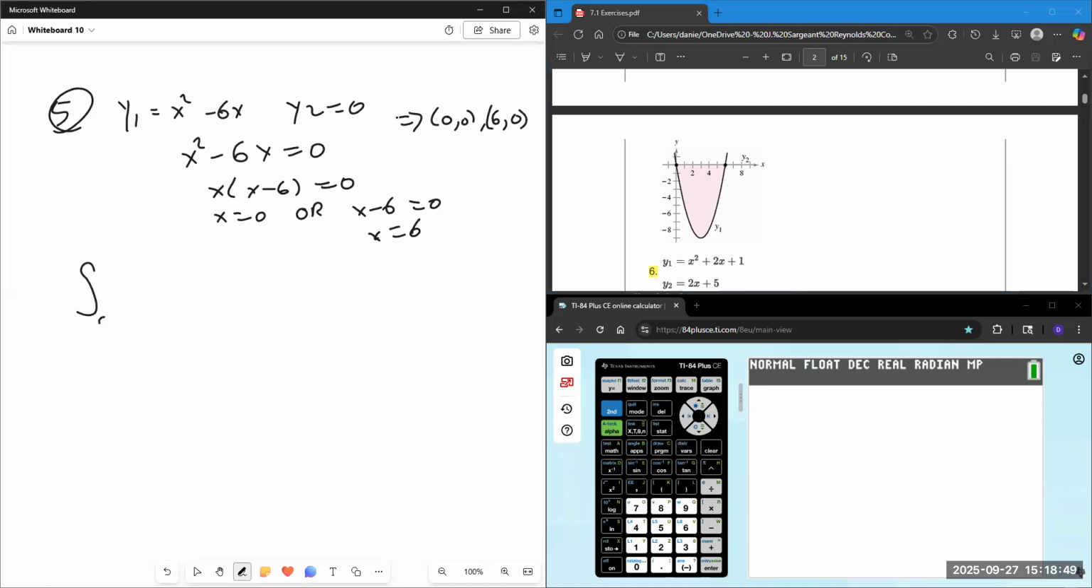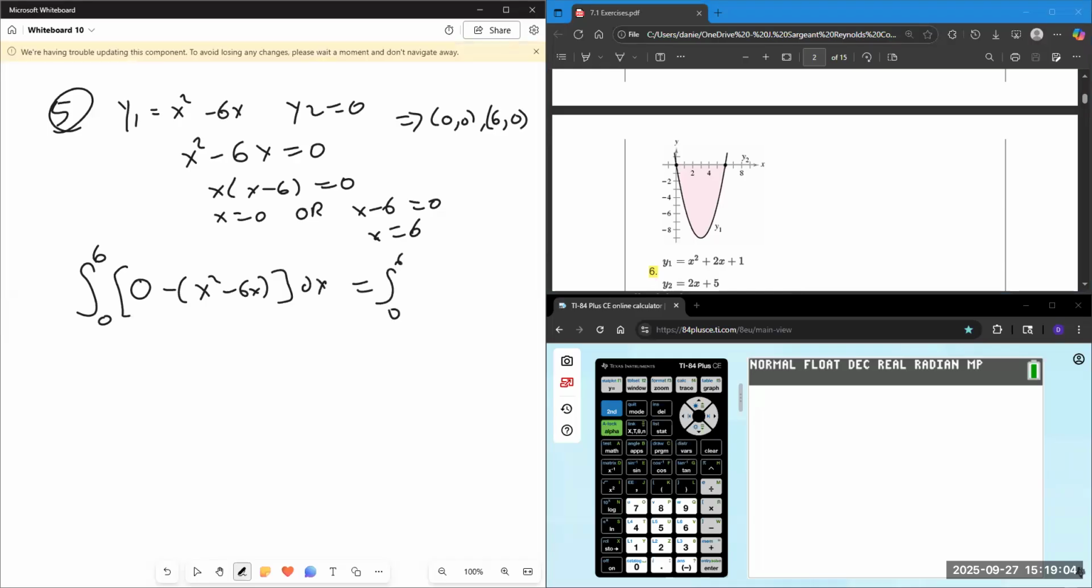So I'm going to have bounds from 0 to 6 of upper function minus lower function dx. So that is 0 to 6 of negative x squared plus 6x dx, and that's enough setup. We're not supposed to solve.